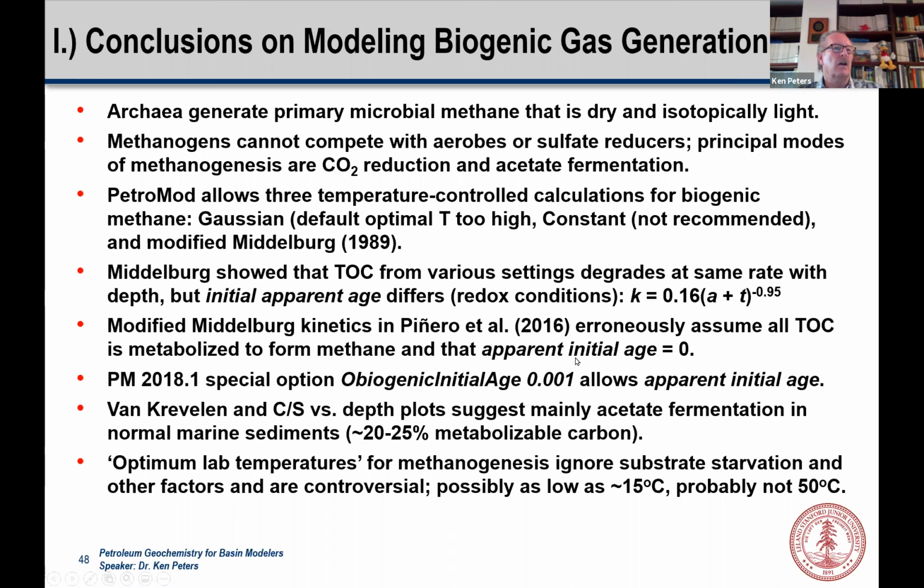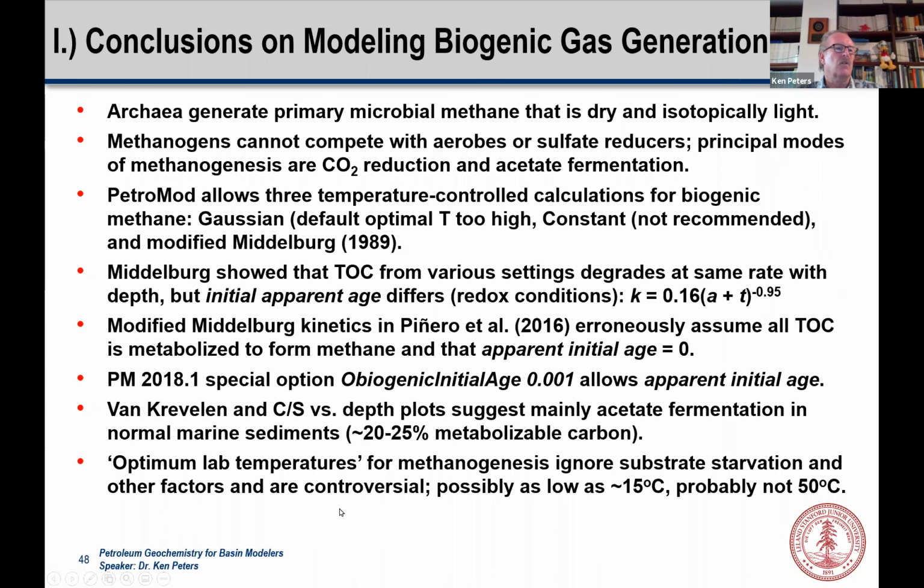And there are Van Krevelen and carbon to sulfur plots versus depth that can be used to suggest that we're dealing mainly with acetate fermentation in normal marine sediments. Certainly on the order of 20% metabolizable carbon, maybe even less, is available to make methane. The optimal lab temperatures for methanogenesis ignore this substrate starvation issue and other factors that work on these microbes.